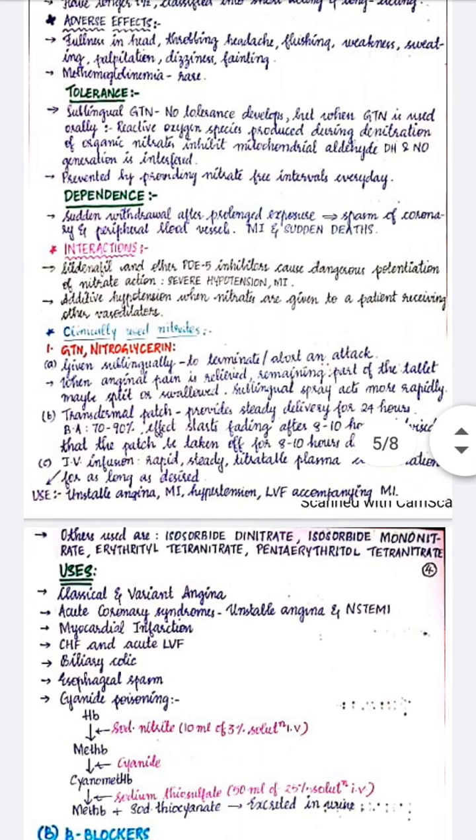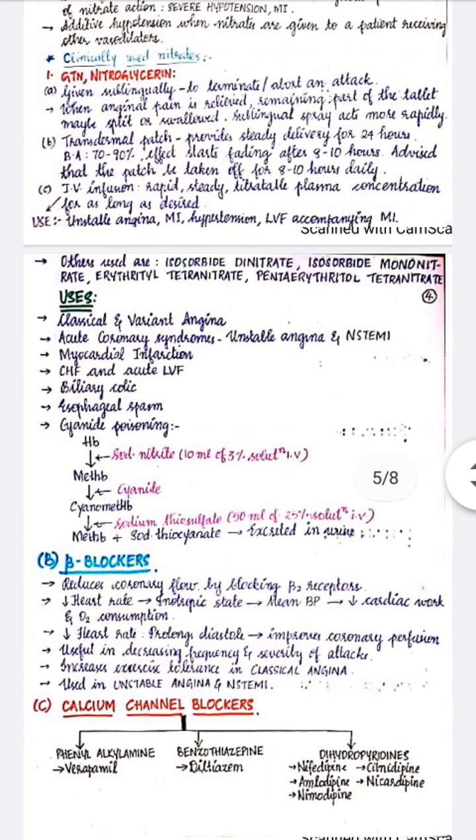Coming to the clinically used nitrates. First is GTN, that is the prototype, or nitroglycerin. It can be given as three different preparations: sublingual, transdermal and intravenous. The sublingual preparation is given to terminate or abort an attack. When anginal pain is relieved, the remaining part of the tablet may be spit out or swallowed.